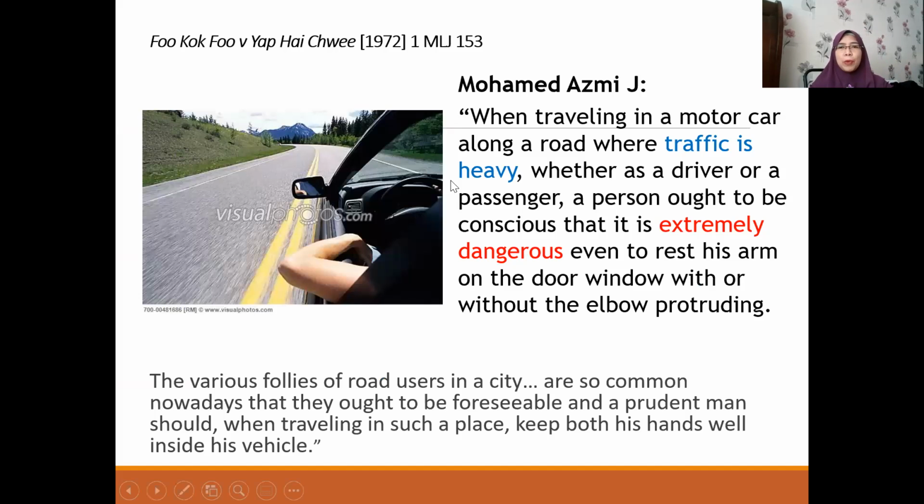And this is the important observation by the judge. The judge's name is Muhammad Azmi. He stated, which is relevant to the Malaysian scenario especially, when traveling in a motor car along a road where traffic is heavy, like in this case, whether as a driver or a passenger, both, meaning that here the responsibility or the duty is imposed on both.